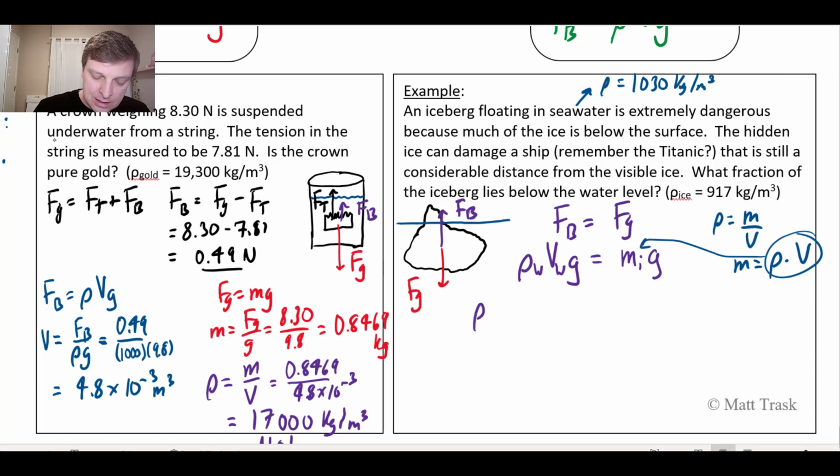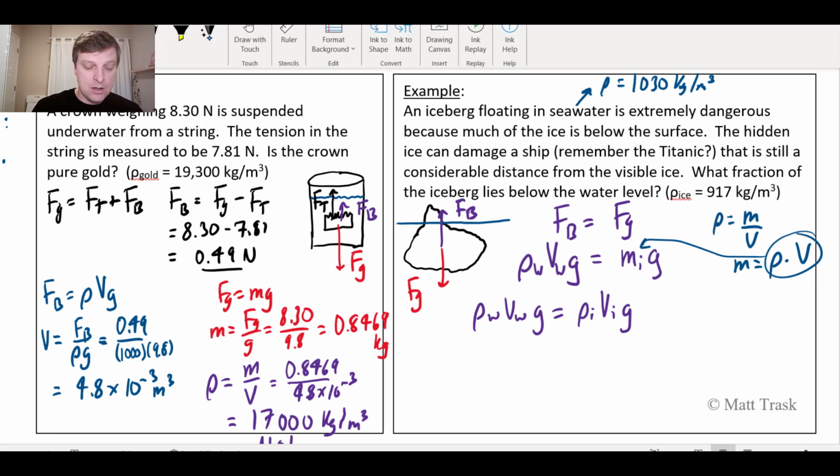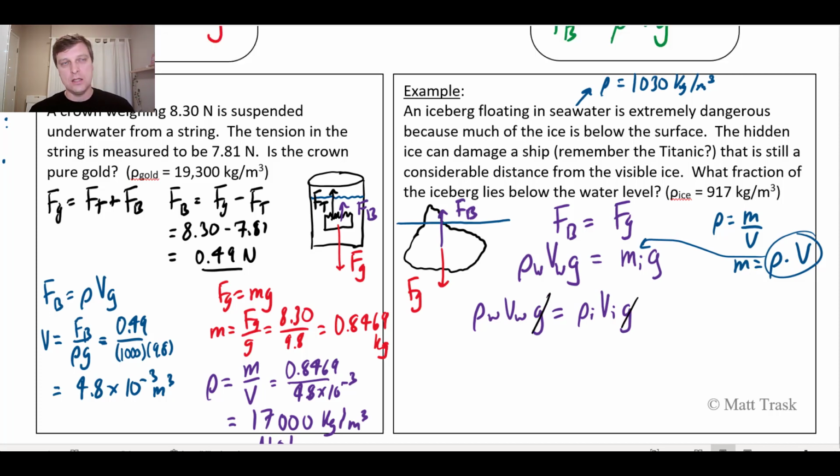I've got the density of the water times the volume of the water times g is going to equal the density of the ice times the volume of the ice times g. And two fun things happen here. One, g cancels out, which is nice. But this leads me actually to what I'm looking for.